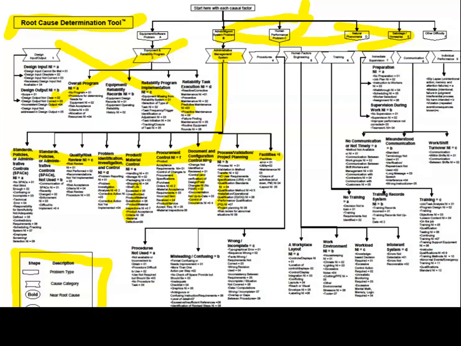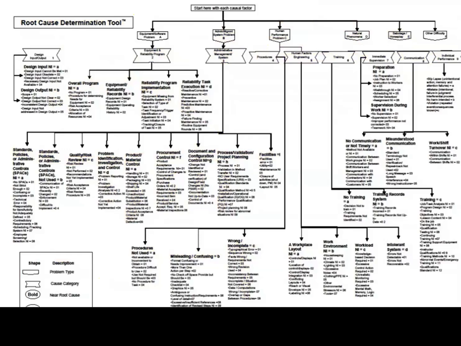If it's not a system problem, but it's a human performance problem, then my next step will be to decide which of these categories it falls under, and then determine which near root cause and root cause. So when we are talking about the structure, this is what we have: why number one, why number two, why number three, why number four, and why number five. Meaning that you have from the causal factor, problem type, cause category, near root cause, and root cause. You just have to find which one it is and select the code.